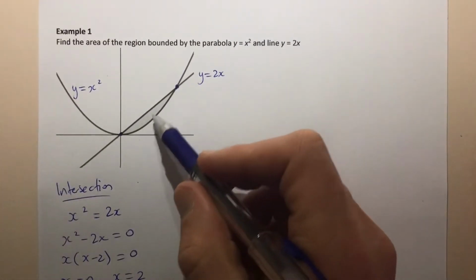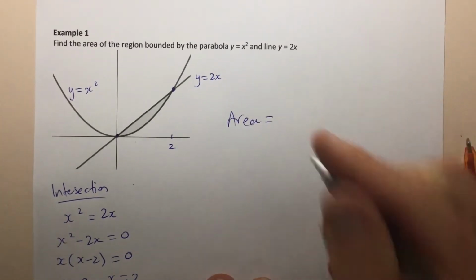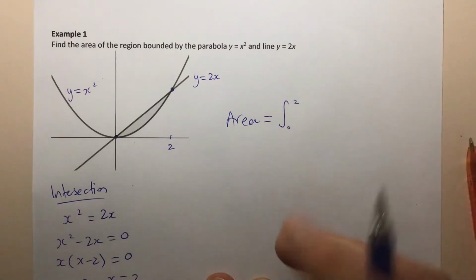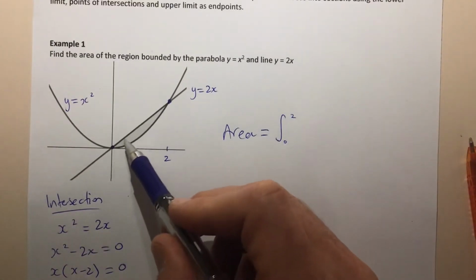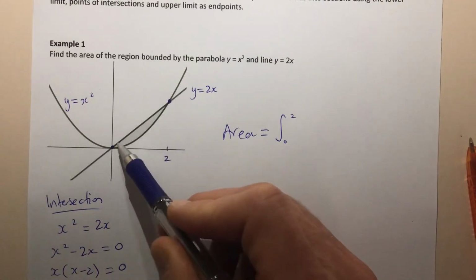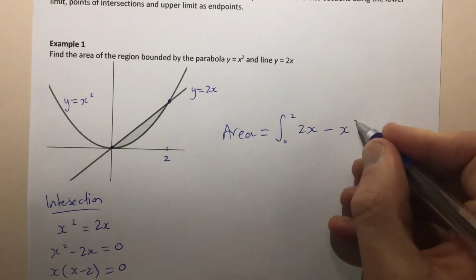So this shaded area is going to be given by the integral from 0 to 2 of, now remember it's the function that's on top minus the function that's on the bottom. So in this case the function that's on top in the region that we're looking for is the linear function 2x. The function that's on the bottom is x squared.